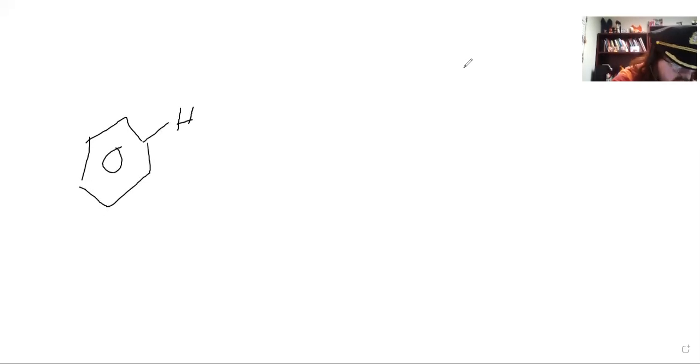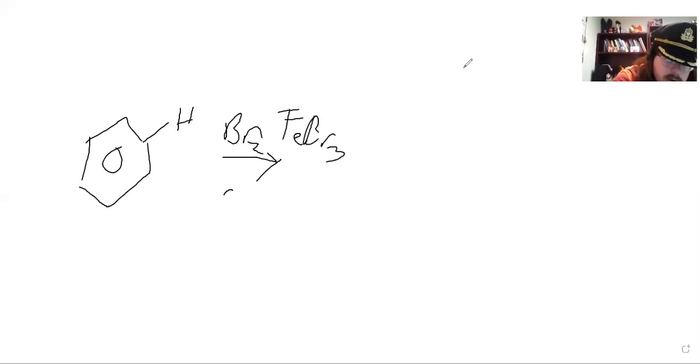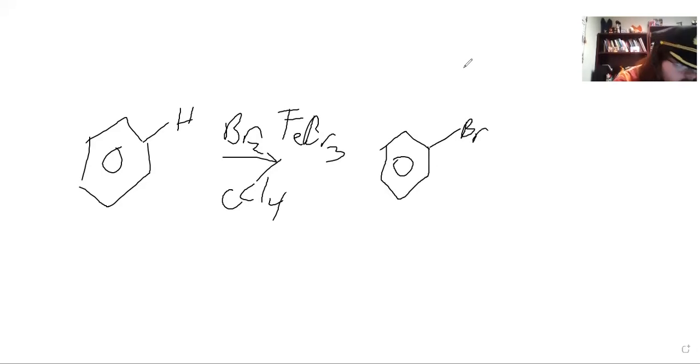Because what actually happens is when we add bromine, we're going to use a special catalyst, iron tribromide, in CCl4. And what's going to happen is we're not going to break a double bond, but we're actually going to remove a hydrogen and add a bromine in its place. So it's a completely different thing. This is because of the unusual stability of benzene.